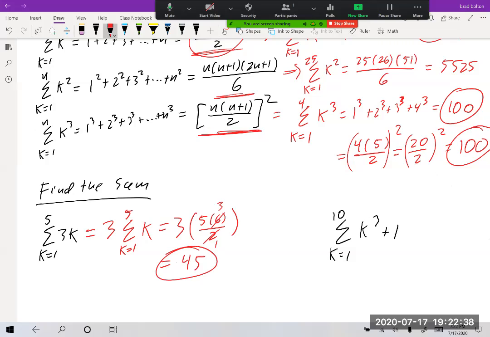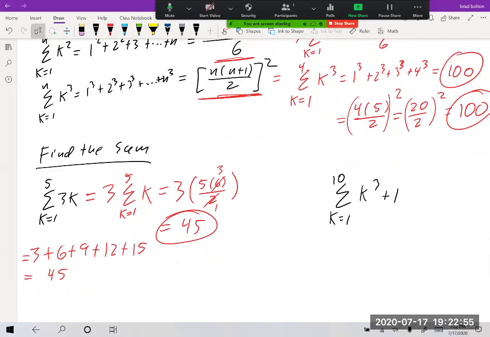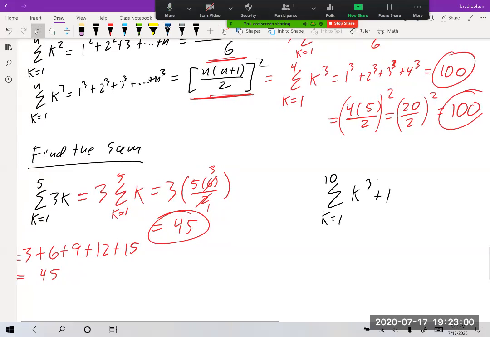We could have done it the slow way. We could have said 3 plus 6 plus 9 plus 12 plus 15. And if we add those up, that's 30, that's 45 as well. So that would have also worked. But again, you want to learn how to use the formulas because sometimes the problems are going to get out of hand.